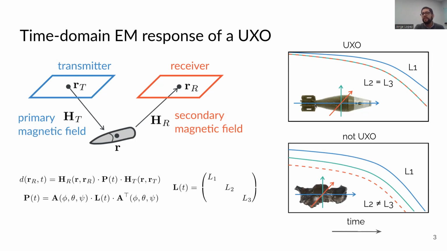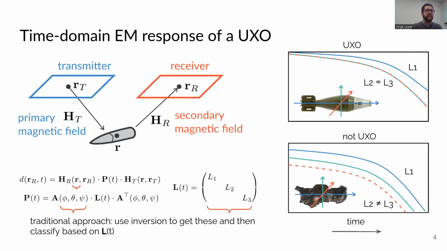So this L1 is associated with the larger dimension, and will decay slower in time compared to the other two transverse directions of the UXO. Being axially symmetric, L2 and L3 are basically the same, so we expect those two curves to be overlapping. Any other metallic object that doesn't have this symmetry won't have L2 and L3 overlapping. We exploit this fact to classify different kinds of UXO and different kinds of metallic objects.